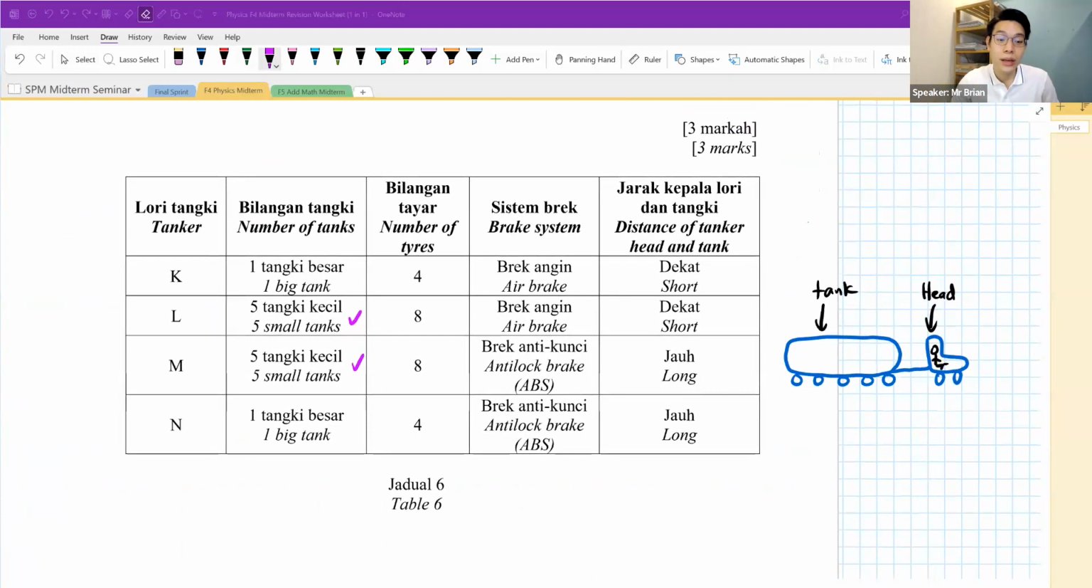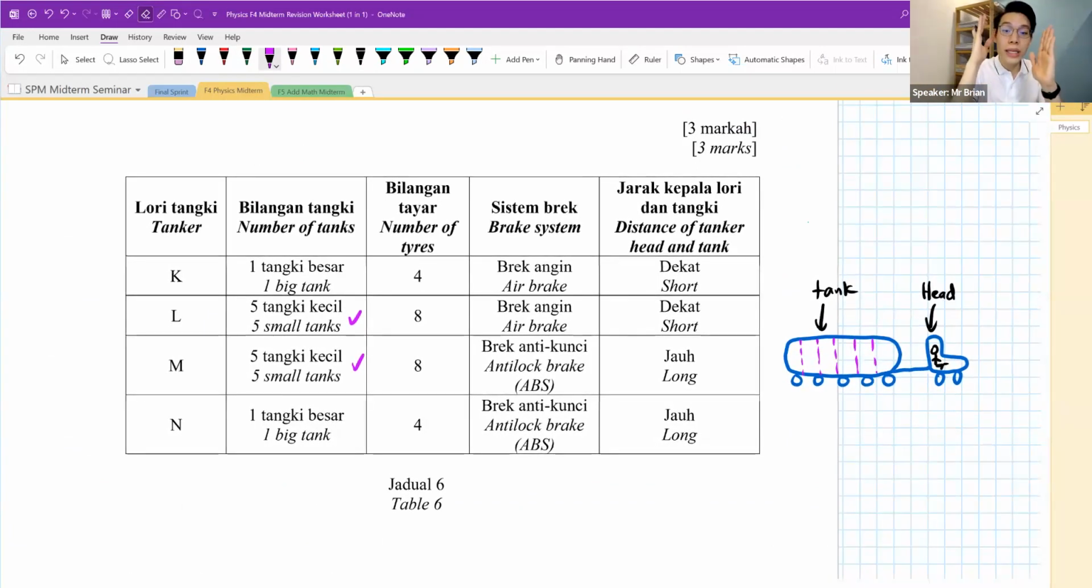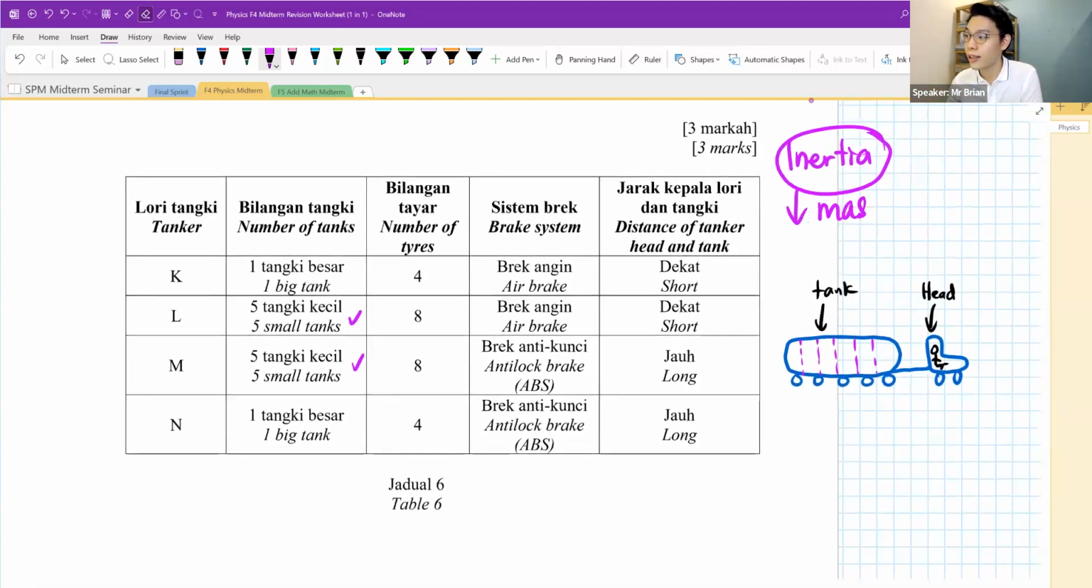But do you all know how to explain? Yeah, inertia. Because when you split up the tank into smaller tanks, you will immediately cut down on the mass. Remember, what is the highlight of inertia? Smaller mass, smaller inertia.